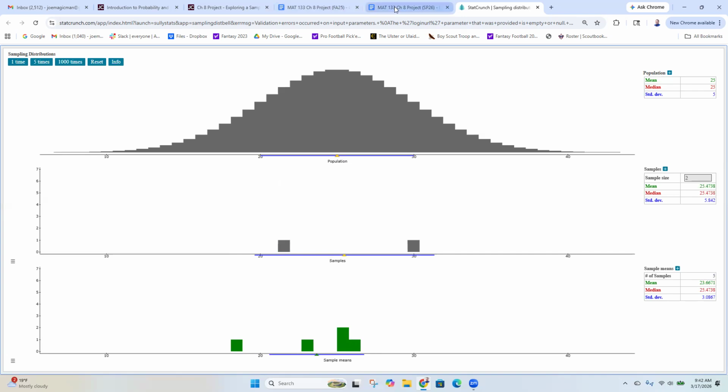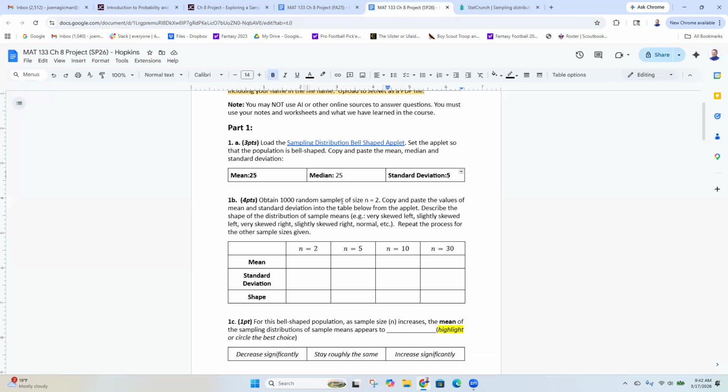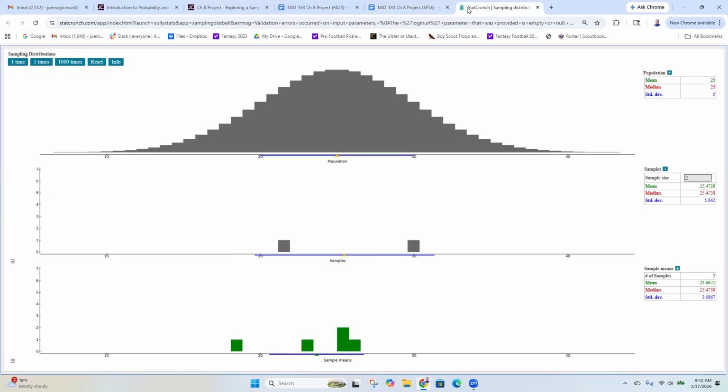Now, the question asked us, obtain 1,000 random samples of size 2. So my size is 2, and I've been clicking one at a time. I don't want to have to click this 1,000 times. Luckily, there's a 1,000 times button right here. You could do it 5 times, right? So there's a sample, but that's still going to take us forever. We wanted 1,000, right? So let's hit reset at the top. All right, so we're back to our start.